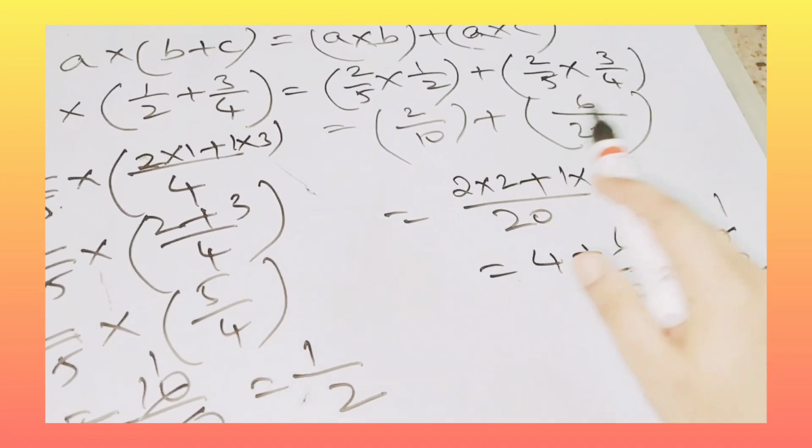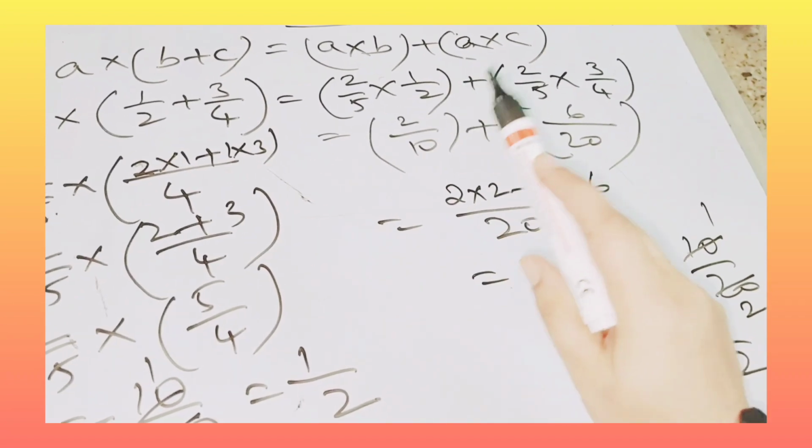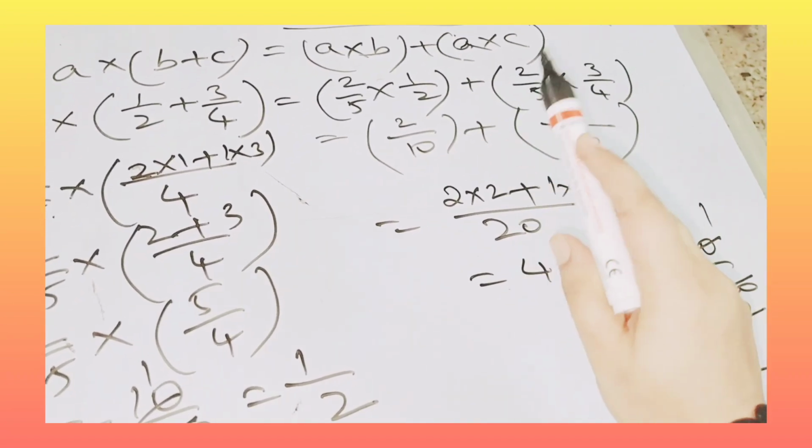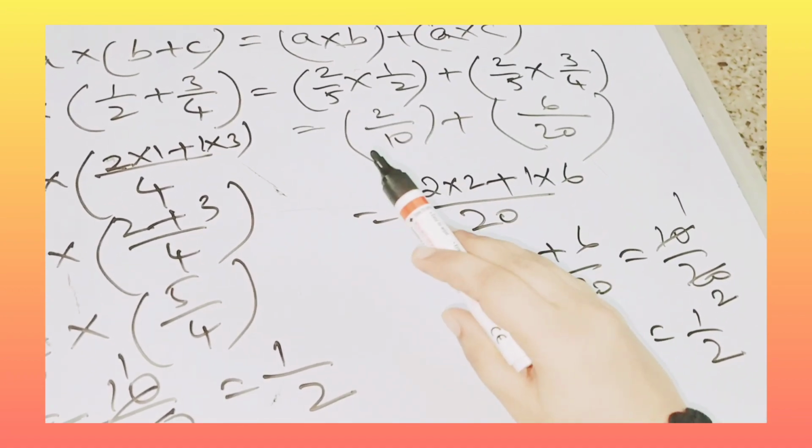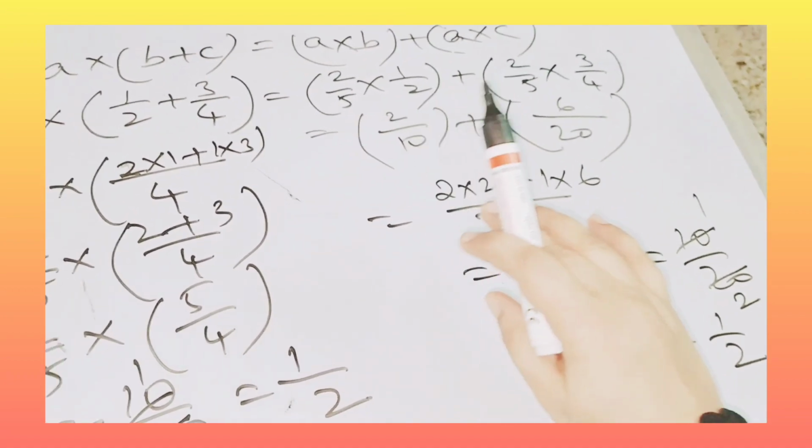So this property is called the distributive law of multiplication over addition. So here we have completed all our properties.